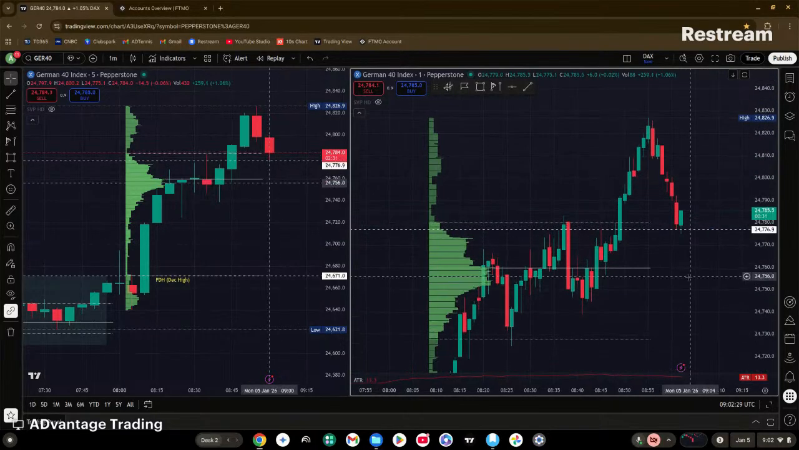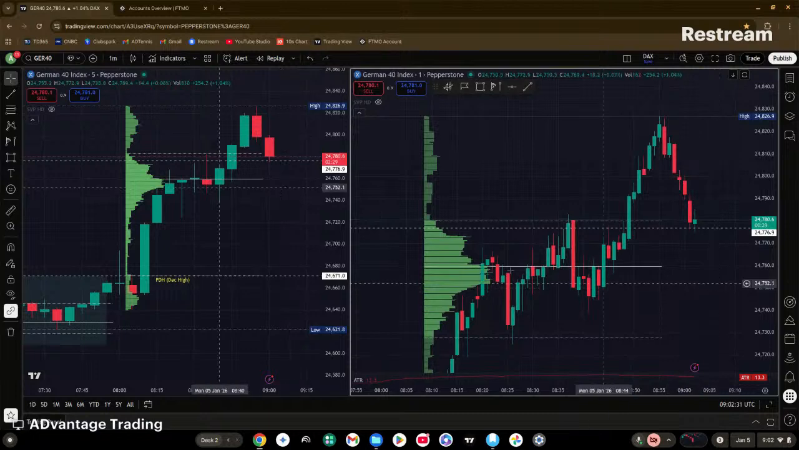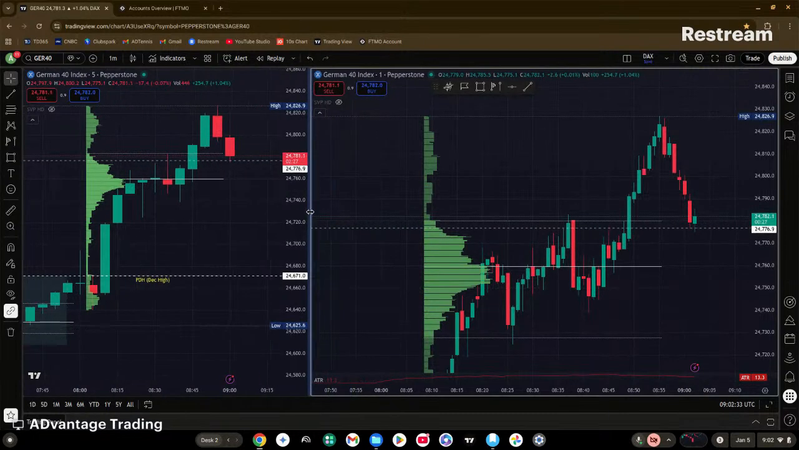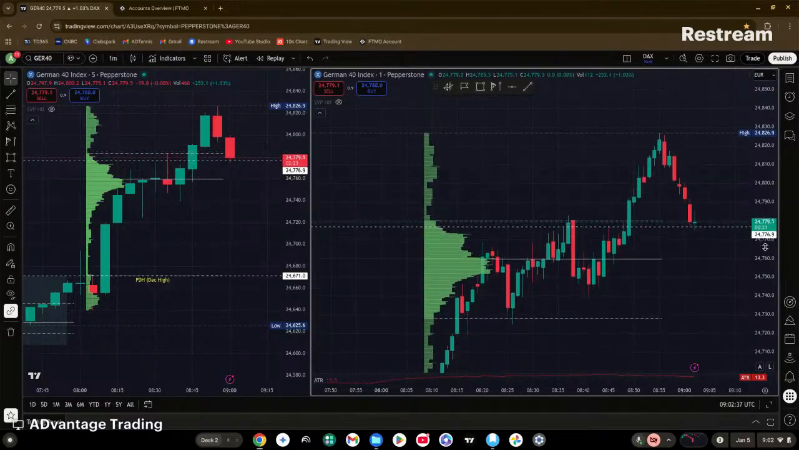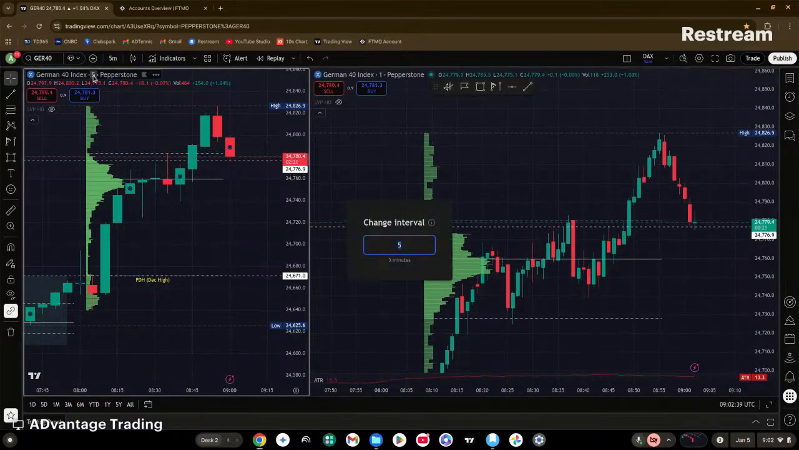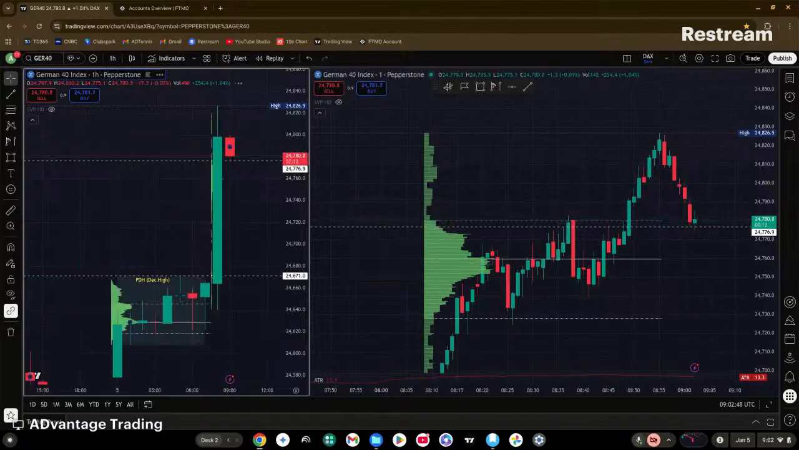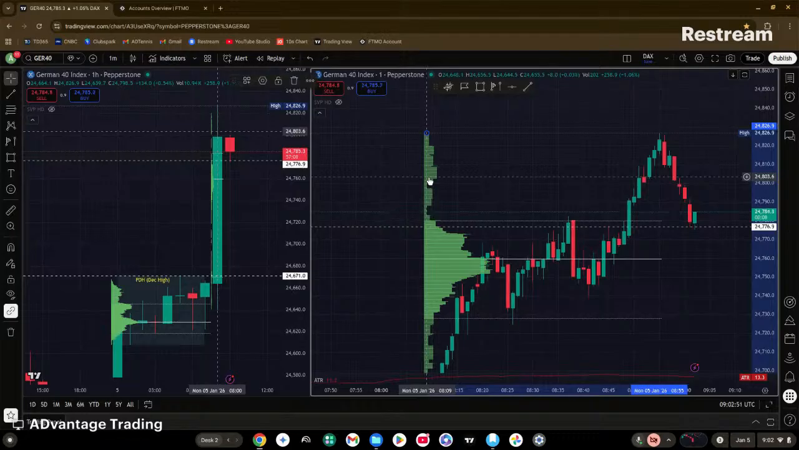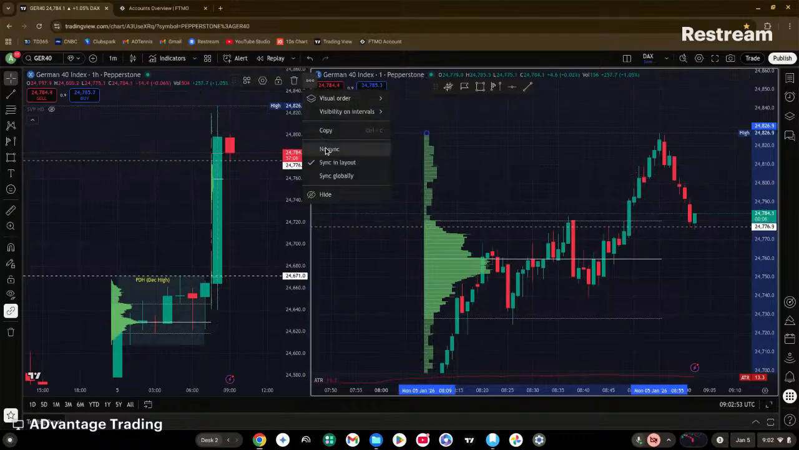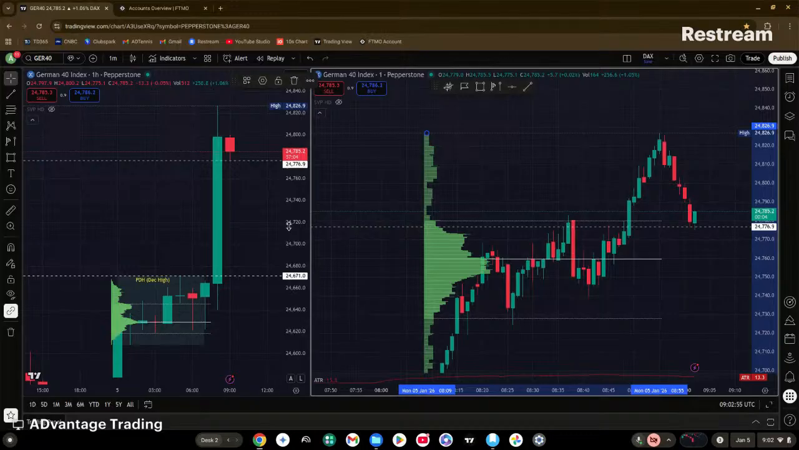So there's definitely some buyers coming in. The question is whether or not they're going to be strong enough. This is also the start of a new hourly candle as well, which just adds a little bit of extra, I guess you might say, nuance to this, or complication to this.